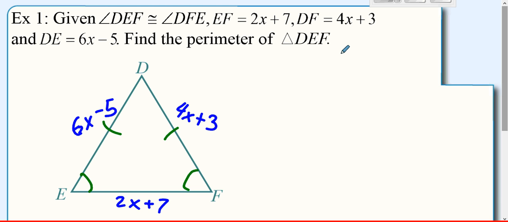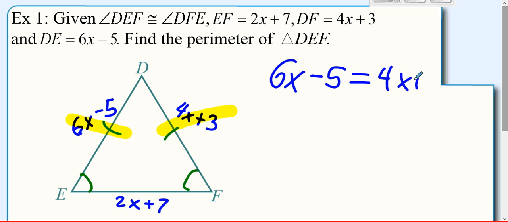Now, it's saying find the perimeter. We can't find the perimeter until we know x. But we can find x because we know these two sides are congruent. If they're congruent, that means they're equal. So that means 6x minus 5 is equal to 4x plus 3.